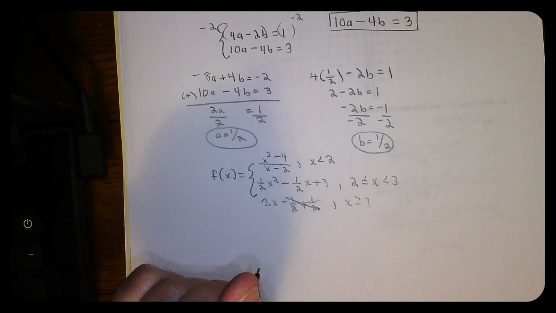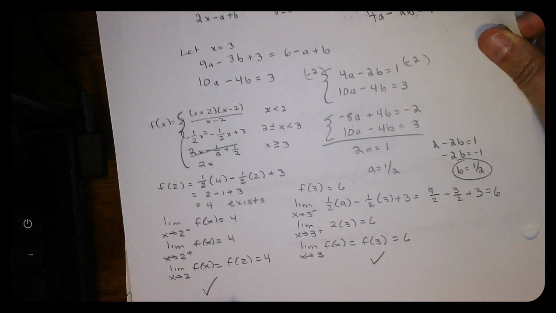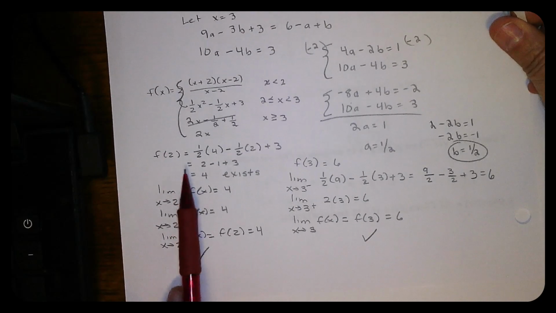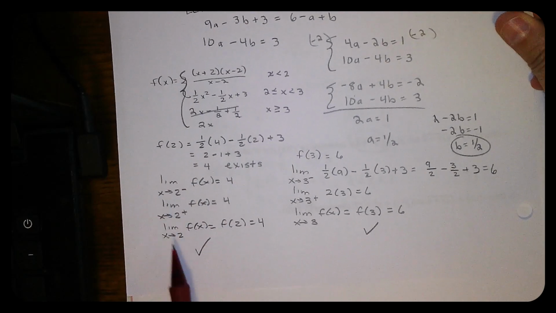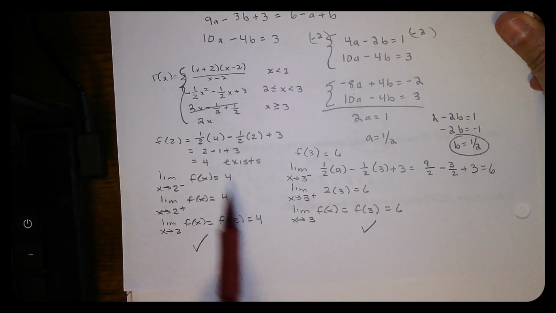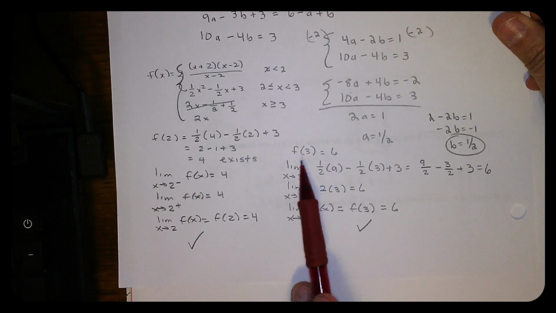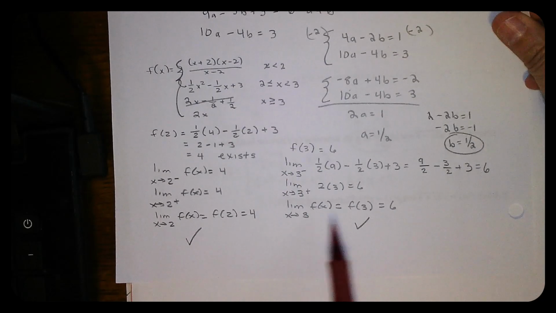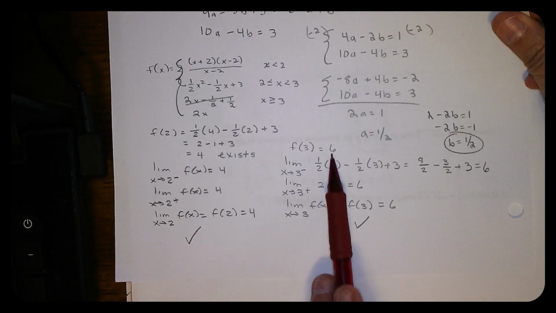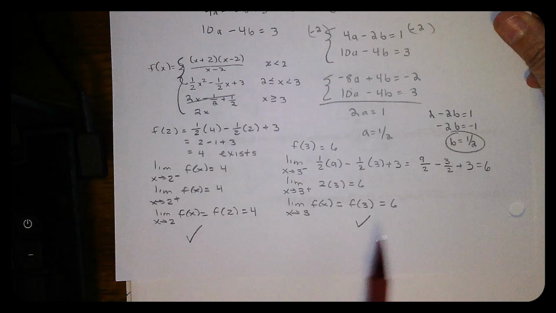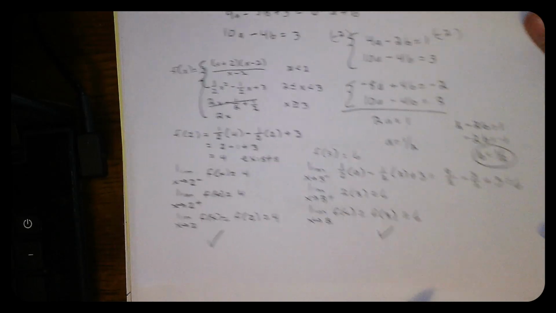I did it here. So I found out that f of 2 exists, I found that the limit exists, and I found that they equal each other. And then I found out that f of 3 exists, and I found out that they equal each other. So it was a good exercise to check.